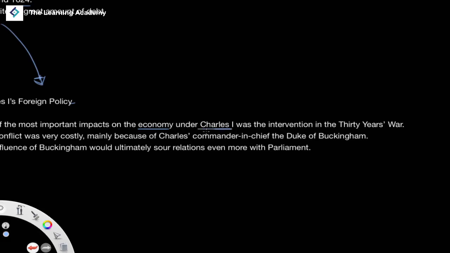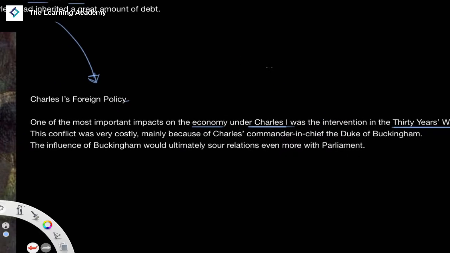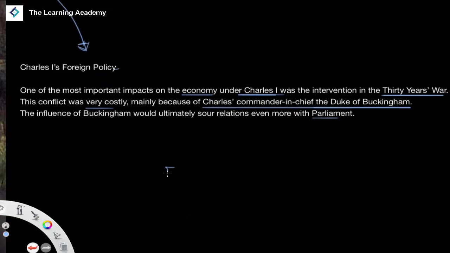However, Charles decided to continue and intervened in the Thirty Years' War. This obviously was going to have an impact on the economy. The conflict itself was very costly, mainly because of Charles's commander-in-chief, who was the Duke of Buckingham. The influence of Buckingham ultimately led to sour relations with Parliament. So Charles's foreign policy led to a number of different issues. If we have his foreign policy here, it had a negative impact on the economy, but it also had a negative impact on Charles's relations with Parliament.